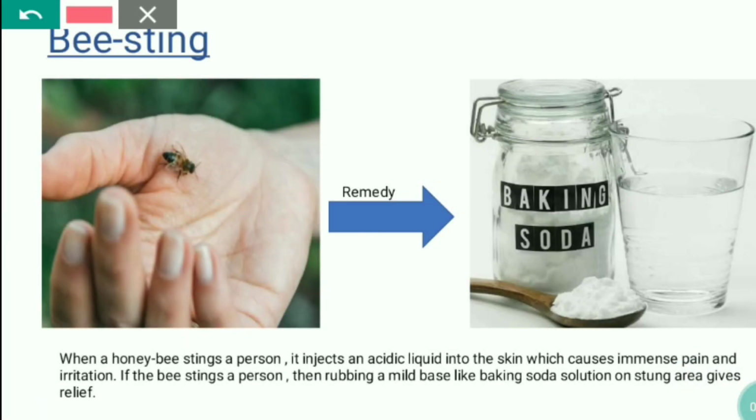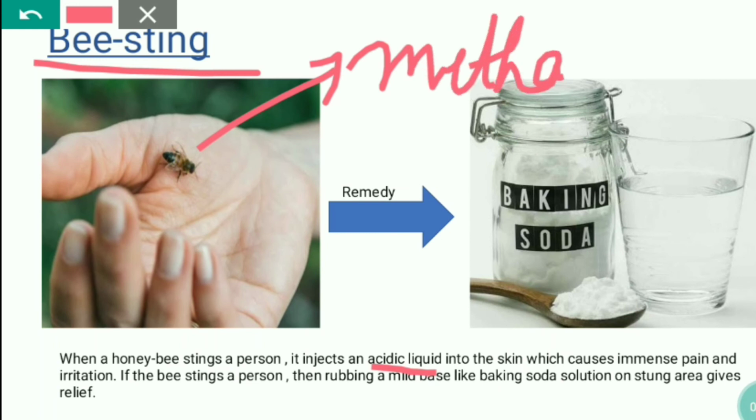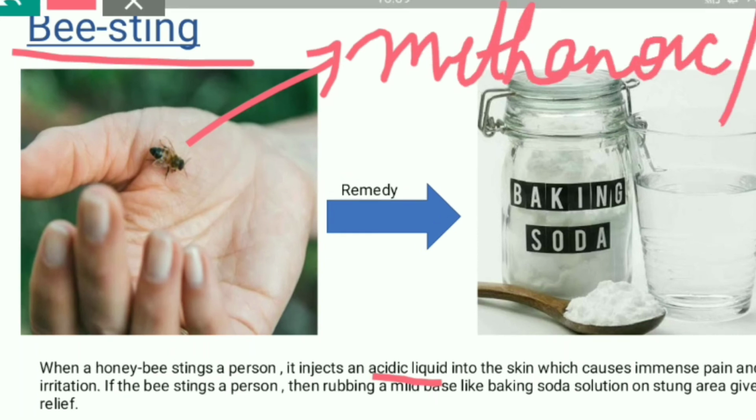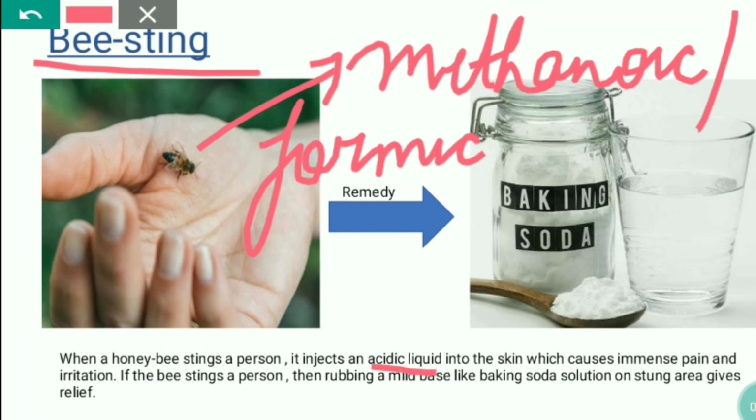The next application of pH is the bee sting. Yes, students, when a honeybee stings us or any person, it injects an acidic liquid. And which acid does it inject? Do you know? Yes, it injects methanoic acid, which is also known as formic acid. Do not get confused: methanoic acid or formic acid. And this acid causes immense pain and irritation wherever it stings.